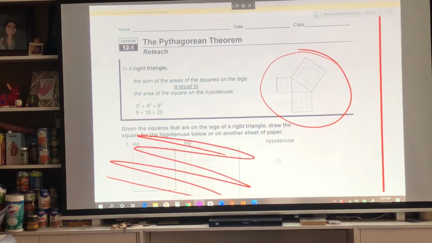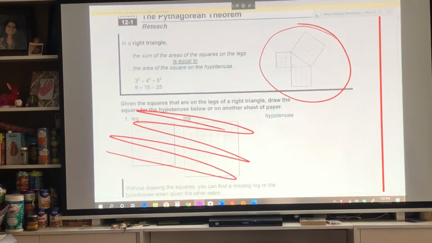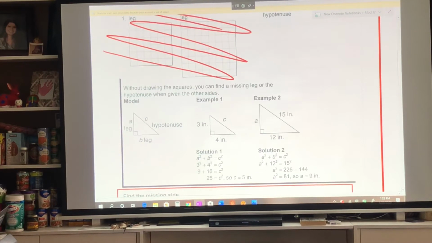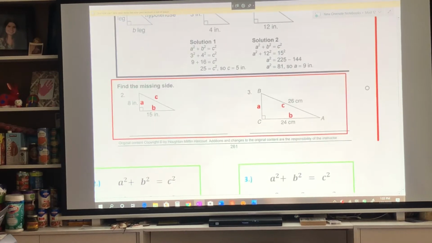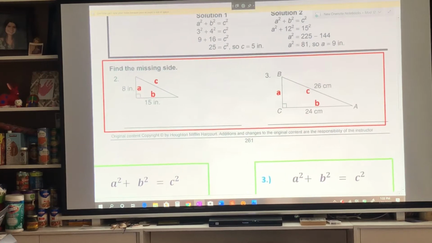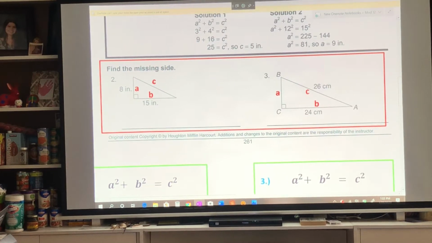Okay, last thing we did was the assignment, and we're going to correct the reteach worksheet 12-1. So let's go to that. And we did 2 and 3. Hope you're watching those Math Antics videos, because they are good. Okay, so they gave us A and B on number 2. Let's find C.